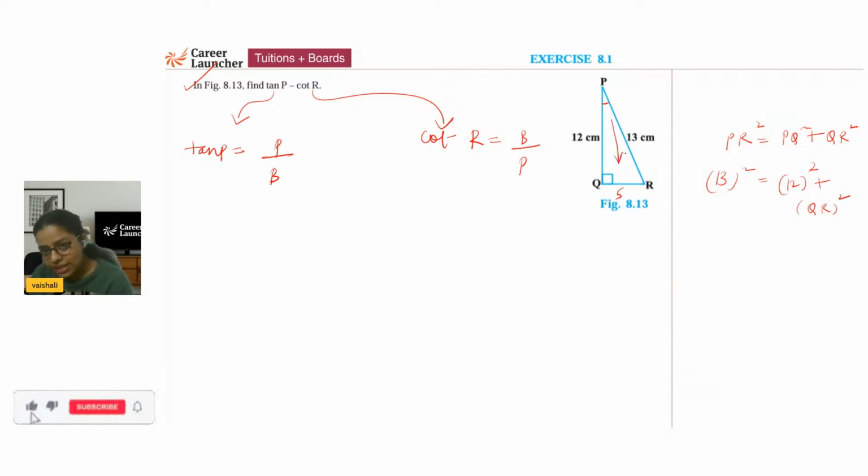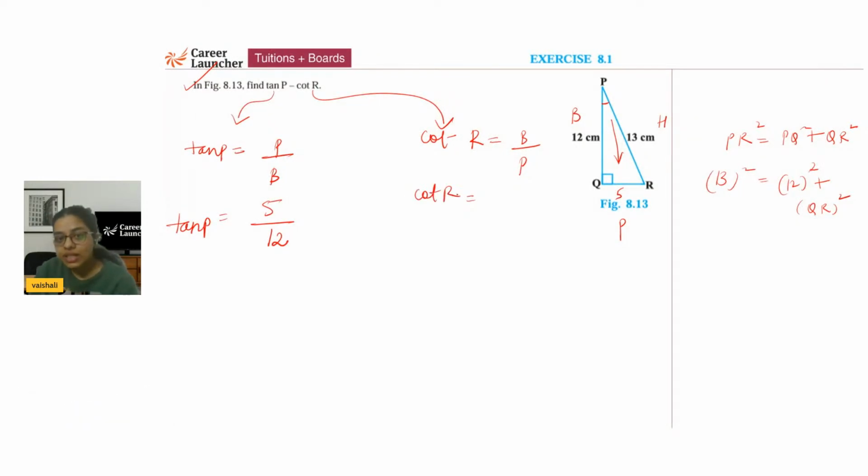जो भी side इसके सामने है, which is QR, it will form as the perpendicular, and PQ will act as the base, and PR is the hypotenuse. So tan P क्या आ जाएगा? Perpendicular upon base, hence 5 by 12, right? And what about cot R? Cot R means with respect to angle R, अब मुझे change करना पड़ेगा. So this means now no longer base and perpendicular are the same.